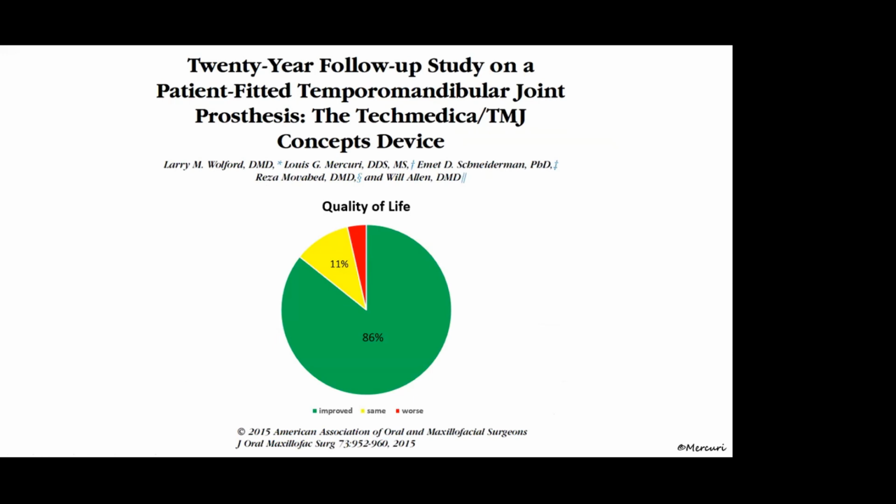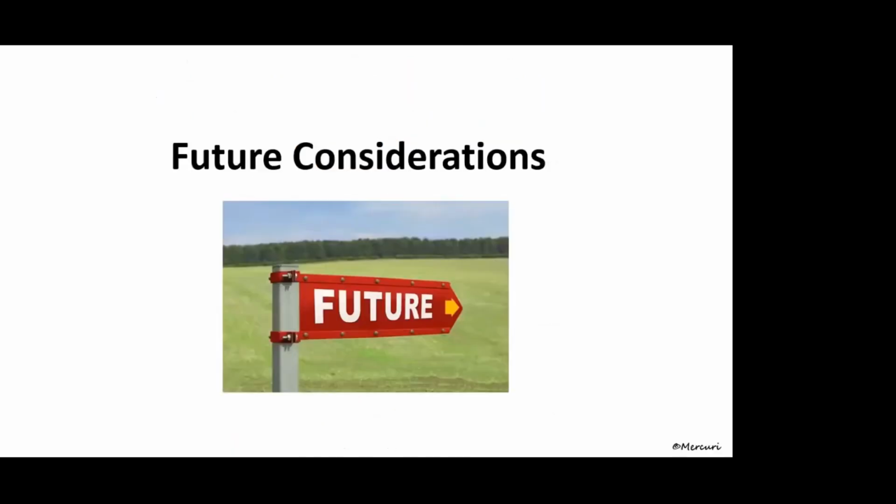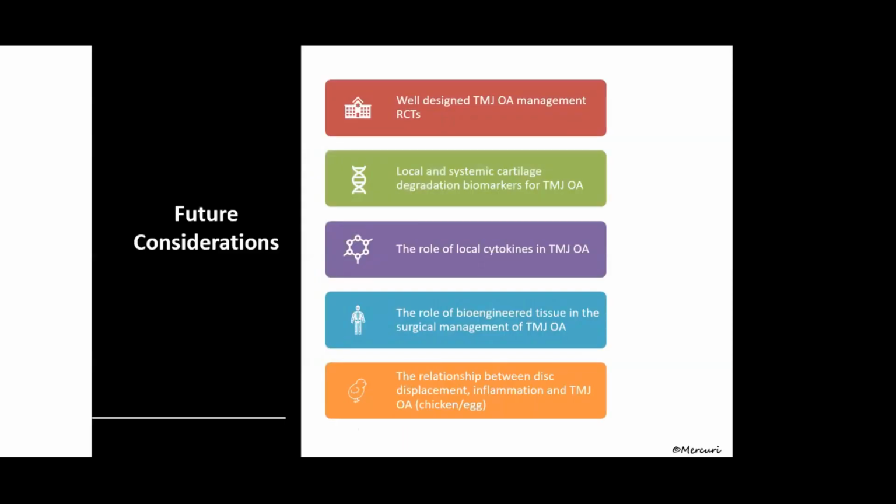And that's the thing I think we're looking at more now in everything that we do, from dental implants all the way to alloplastic joint replacement. So what's the future? Where should we be going with this? Well, as I said earlier, we need better osteoarthritis, TMJ osteoarthritis, randomized clinical trials using viscosupplementation, using arthrocentesis, using arthroscopy.